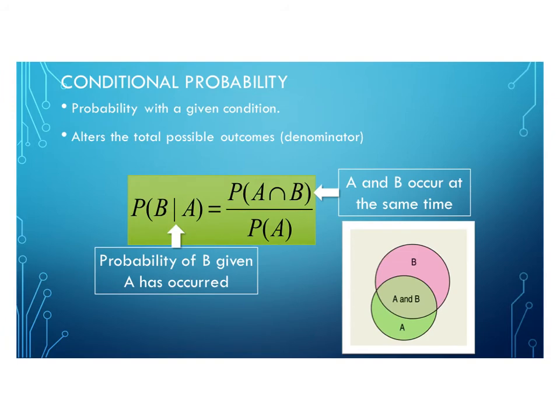Okay, so a conditional probability. This is a probability with a given condition. Usually what happens is it alters the total possible outcomes in our denominator. So this is what it looks like, probably on your formula sheet would be my guess. So the probability of B slash A, meaning the probability of B given that A has already happened, is going to equal the probability of A and B over the probability that A has already happened.